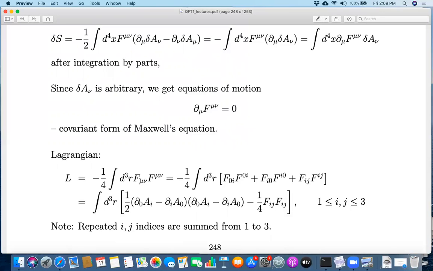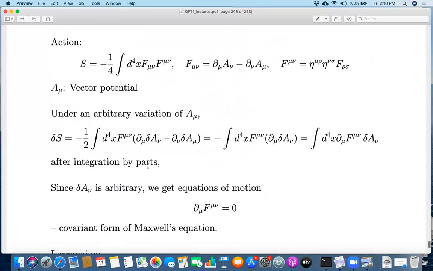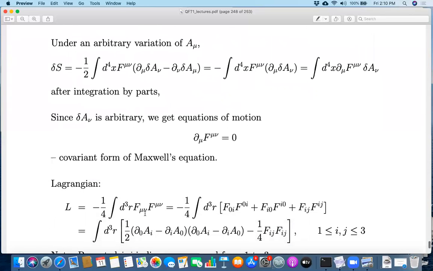So first consider the case when mu is 0. Okay, if this is 0, then of course this is also 0. And if mu is 0, then we can see that nu cannot also be 0, because F00 is 0 by definition, it's antisymmetric. So if mu is 0, nu has to be i. So that gives you this term, F0i, F0i.